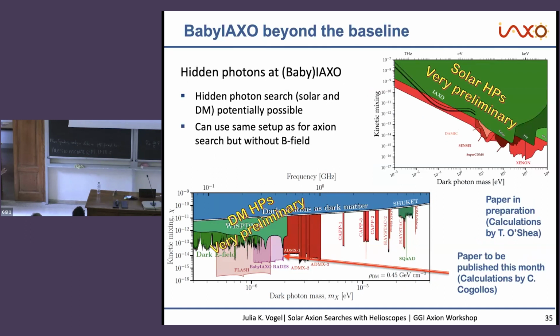For solar hidden photons, I wish I could have shown you the plot we had a week ago. This is still very preliminary work. It seemed in our first calculations we could cut beyond the parameter space covered by XENON1T, but it looks like IAXO is not as competitive as we would wish in that region. This is still ongoing and we're still refining these calculations. So this is also a paper in preparation.